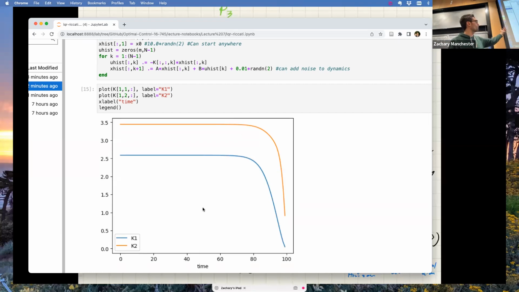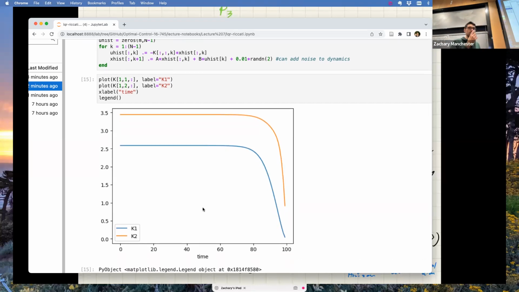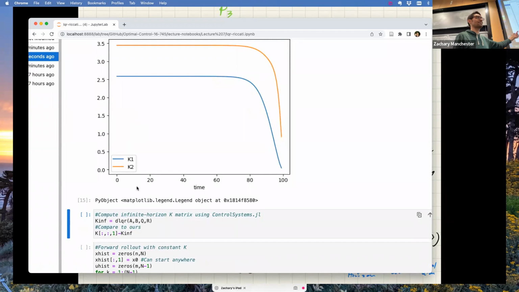This is cool. In a lot of cases, practically speaking, because of this phenomenon, we just take the infinite horizon limit for K and run a fixed K. When I do that backward pass, I get different Ks at every time step, but because of this, it converges to steady state values pretty quickly, so I just take the steady state solution. There are easier ways to compute that, which directly give you the steady state solution. In MATLAB and Julia, this is called DLQR, for discrete time LQR. Plug in A, B, Q, R, and it gives you that infinite horizon solution.